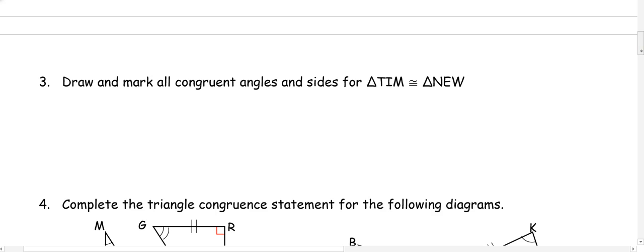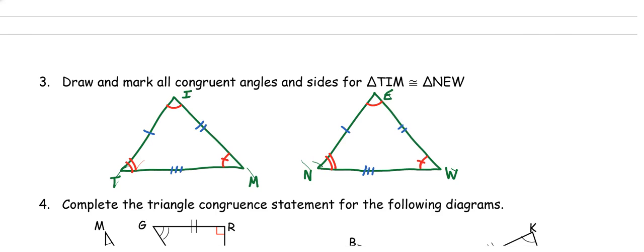So number 3, pause the video and try marking all the congruent sides and angles. So looking at number 3, T matches up with N, I matches up with E, and M matches up with W, and then you're going to mark the congruent sides and congruent angles. Make sure if they're congruent, they have the same type of marking.